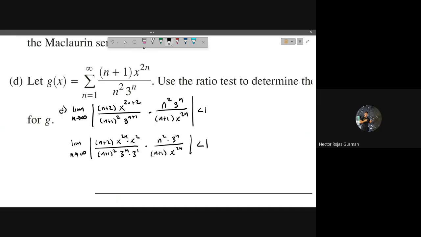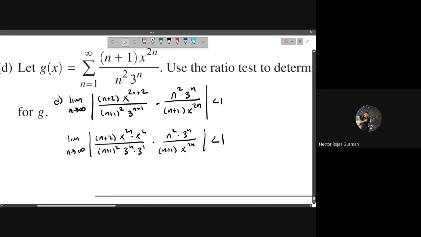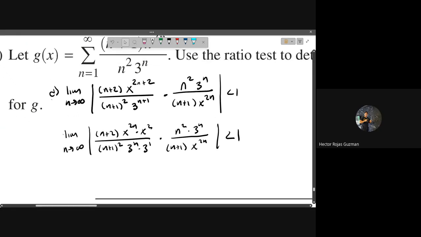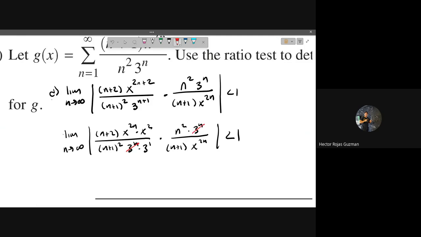Okay. Yeah, sorry, it went a little fast. Well, we can simplify the 3 to the n's. We can simplify the x to the 2n's. Okay. And when I take the limit to infinity, well, we technically have an n cubed on top and we have an n cubed in the denominator. So that's going to leave us with the absolute value of x squared over 3 is less than 1.